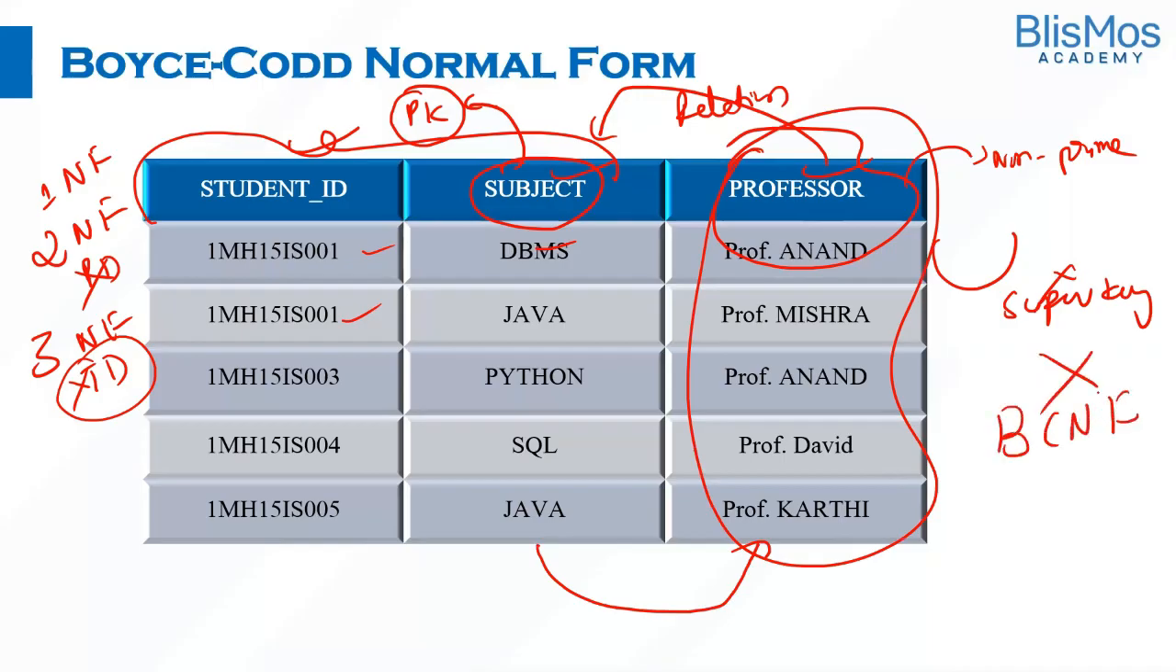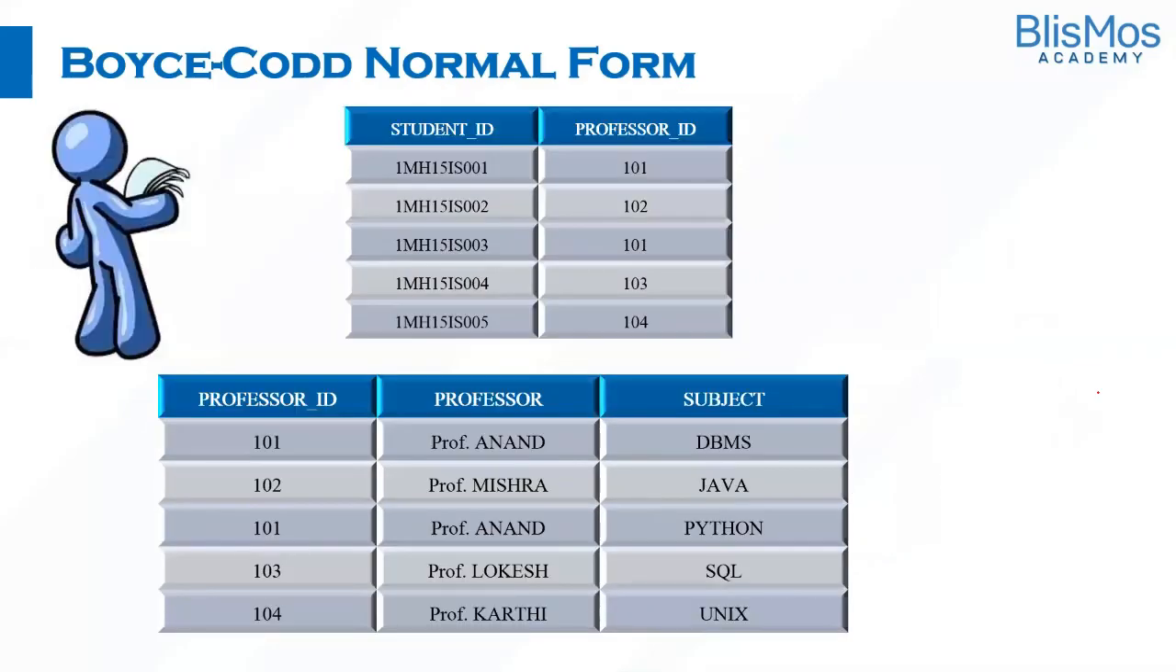So what do we do to get this relation into BCNF, that is Boyce-Codd normal form? All we have to do is decompose the table into two tables. One is the student table and the second one is the professor table.